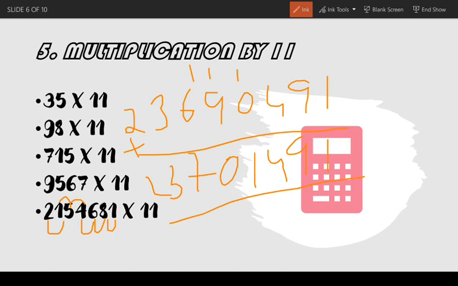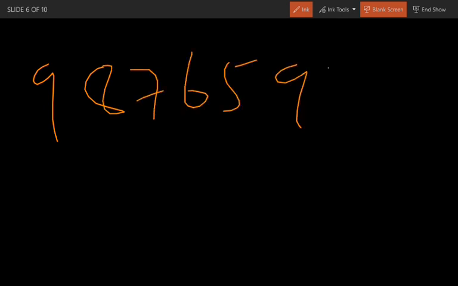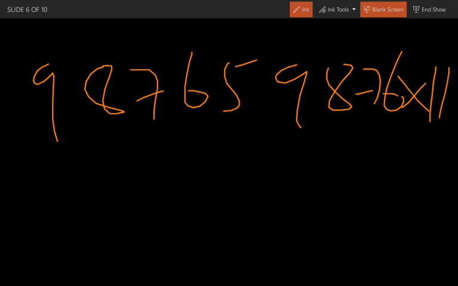So not only this number of calculations, but you can use it for the biggest numbers. Okay, like you can solve this for 987659876 into 11. You can even solve this, right?